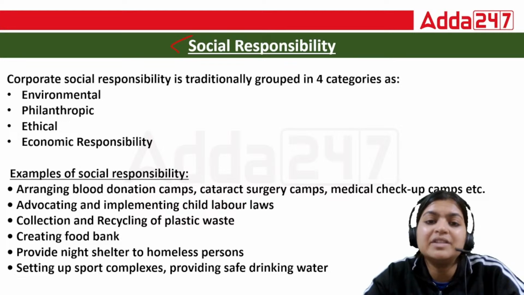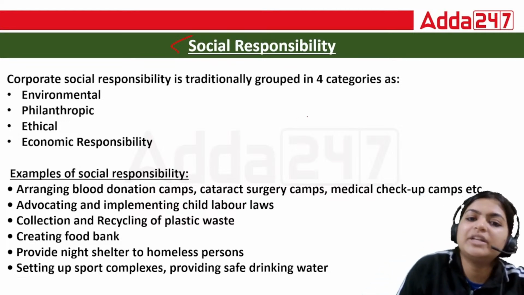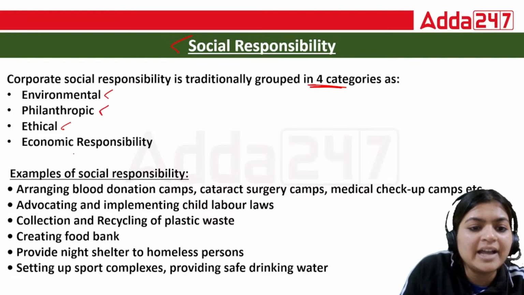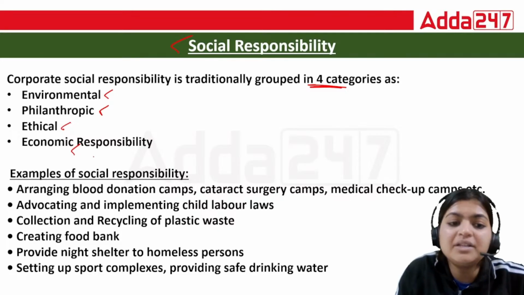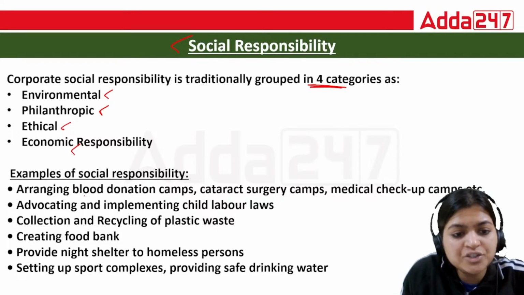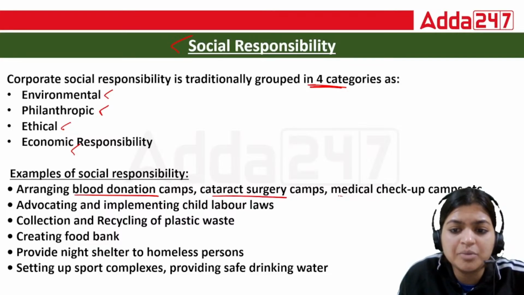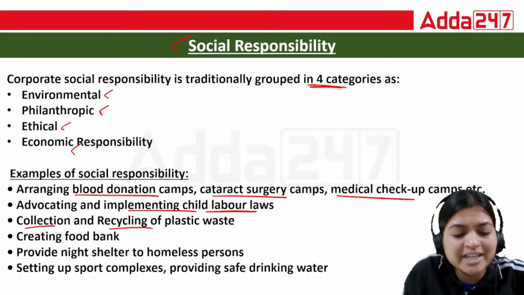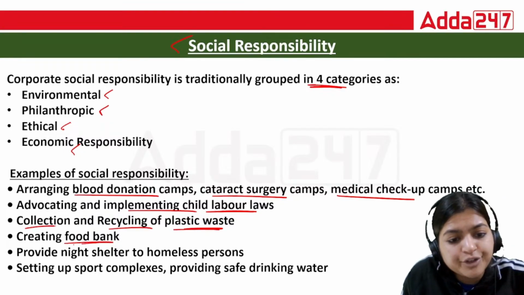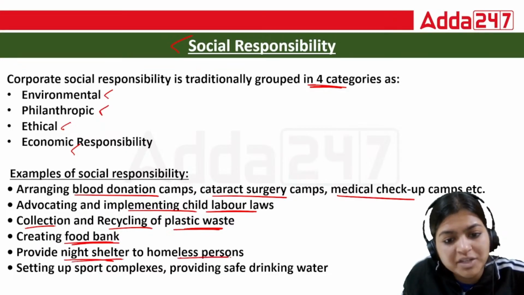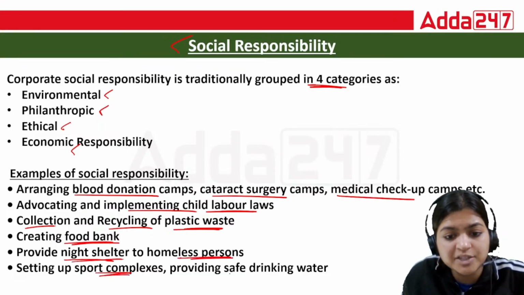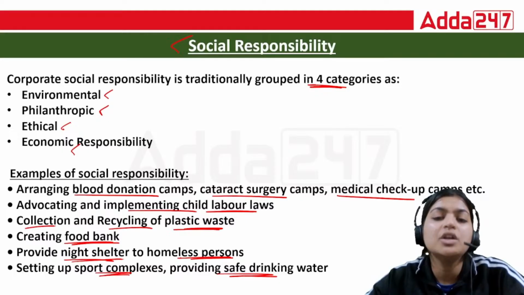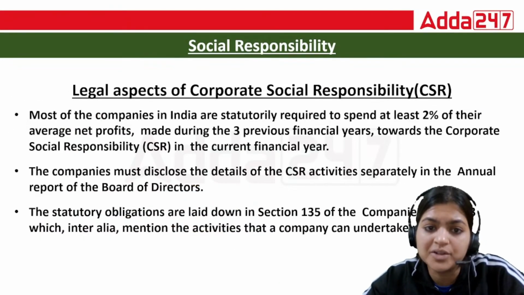So they need to comply with some social responsibilities. Basically, we have four categories: environmental, philanthropic, ethical, and economic responsibilities. For example, companies could have arranged blood donation, cataract surgery, medical checkup, implementing child labor laws, or collection and recycling of plastic waste, creating food banks, providing night shelter to homeless persons, sport complexes, providing safe drinking water. So these are some examples which companies can use for social responsibilities.